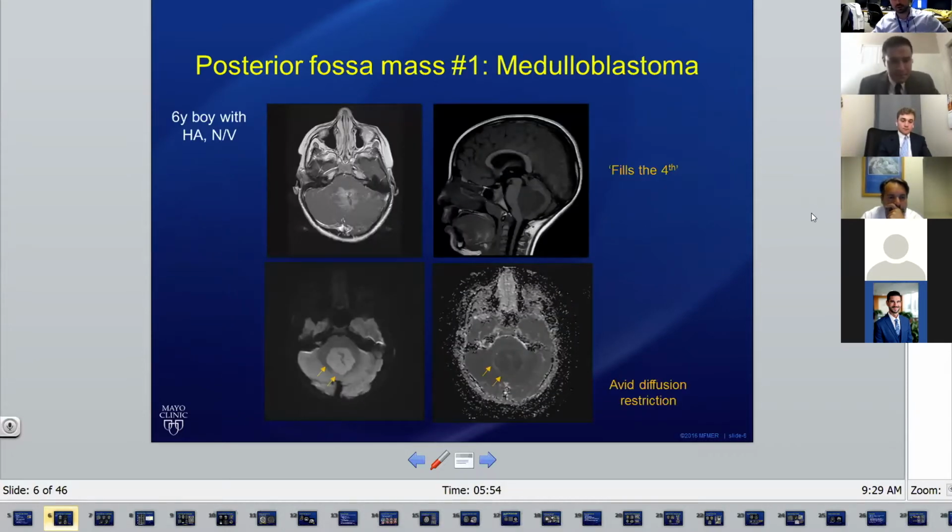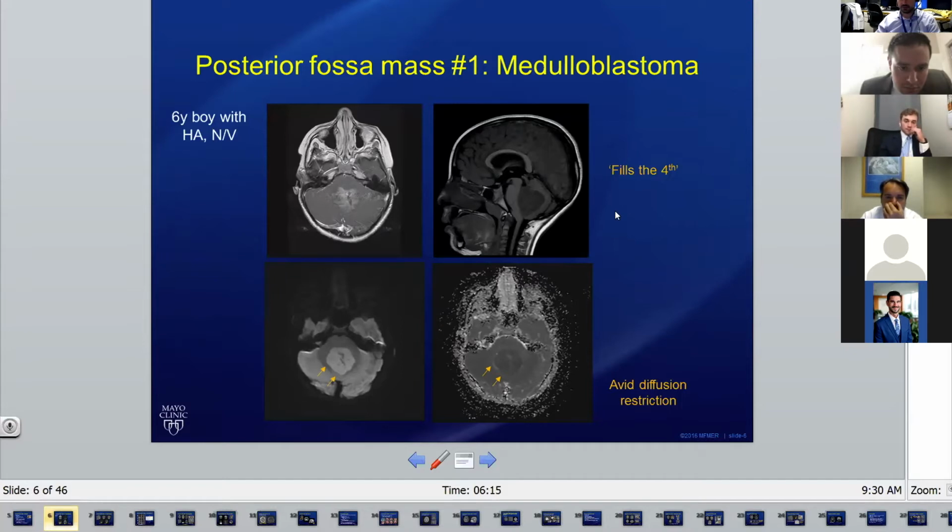This is a 6-year-old boy with a headache and nausea, vomiting. Initially had a CT scan and then proceeded to get an MRI. So on the top left here, you can see some, kind of, I would say, medium grade contrast enhancement. But if you look at the sagittal T1 sequence, you can see that this really fills the fourth ventricle. There's no room for the CSF to get out anymore.